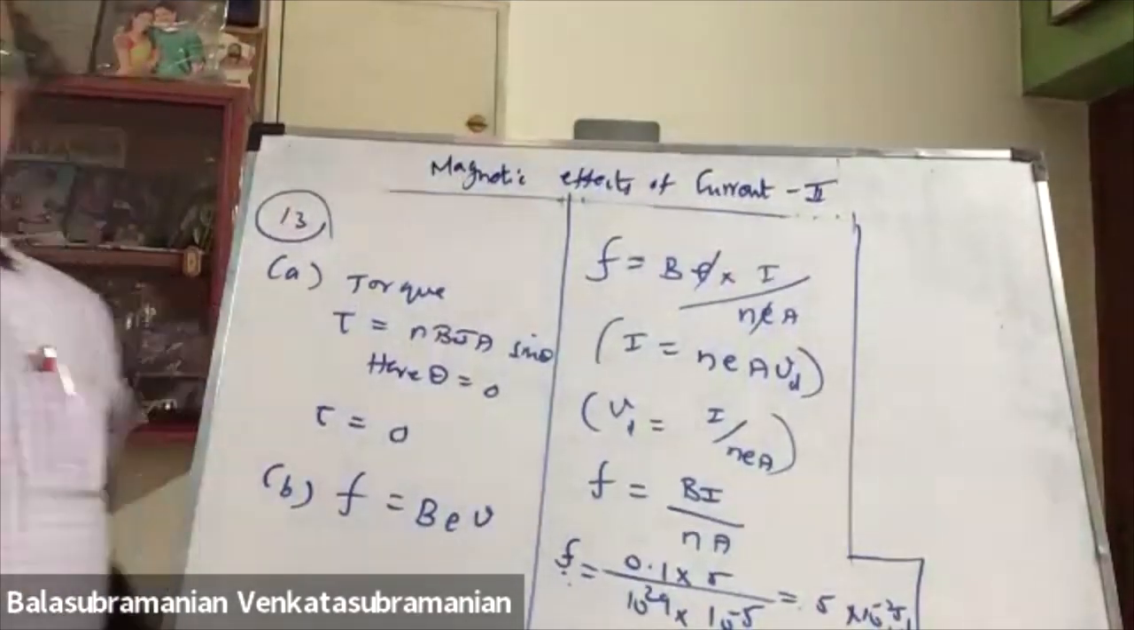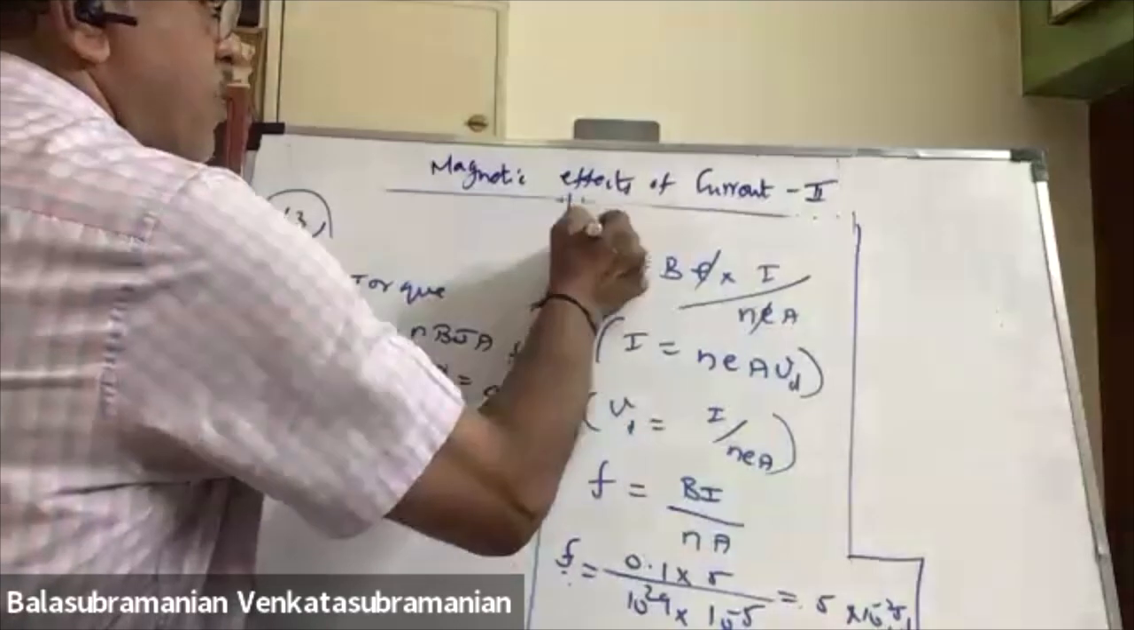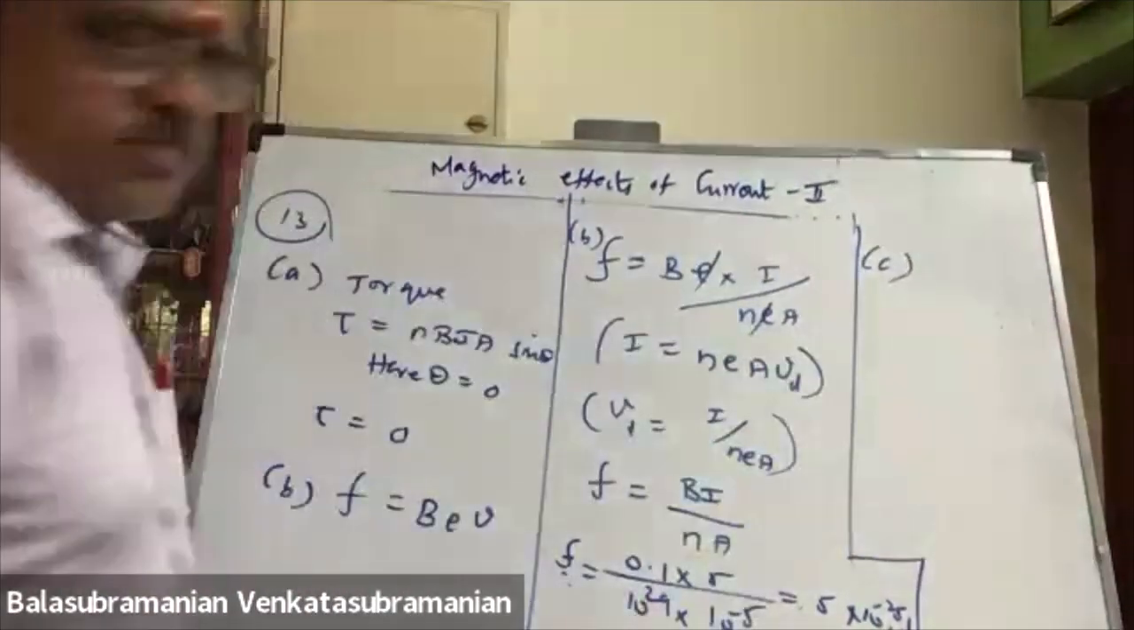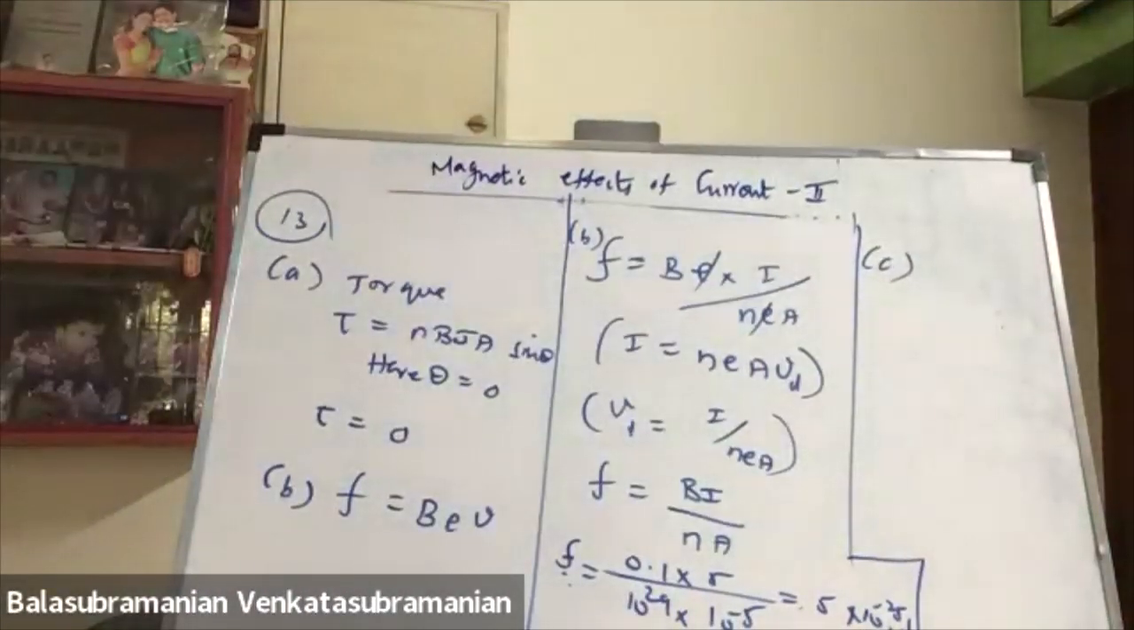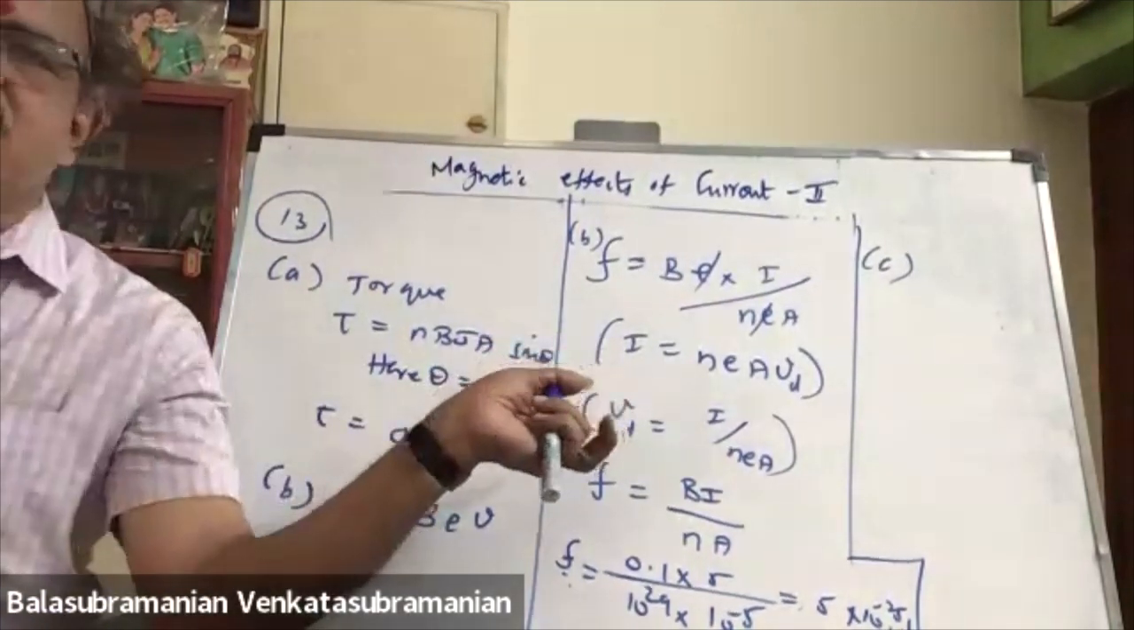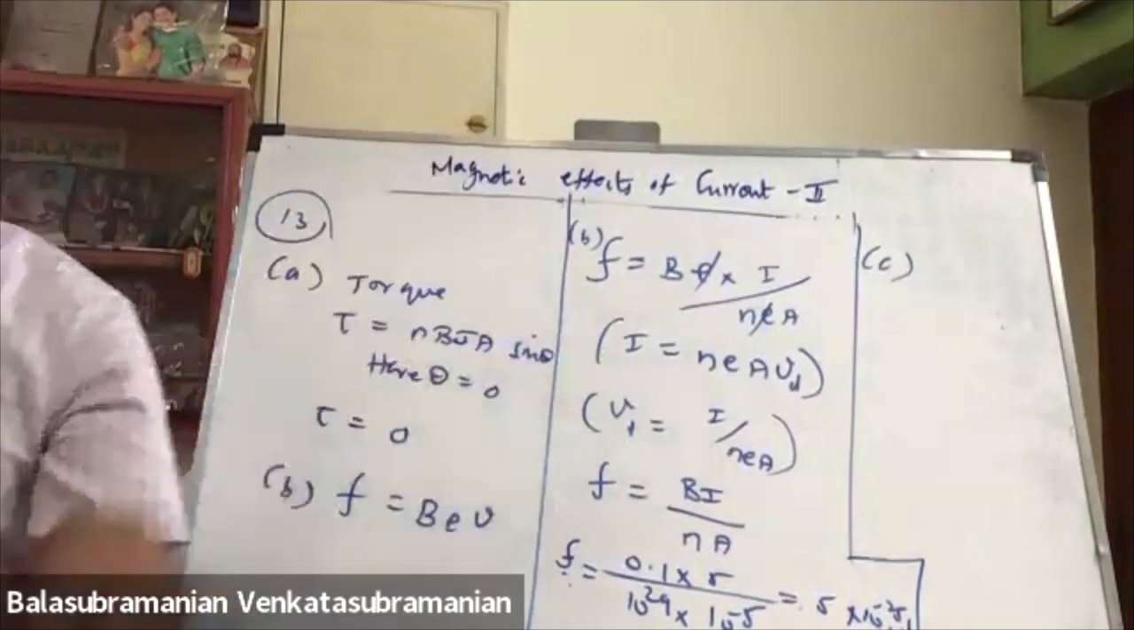And one more is asked. What is the total force on the coil? This is the average force of an electron you have calculated. Total force is asked.